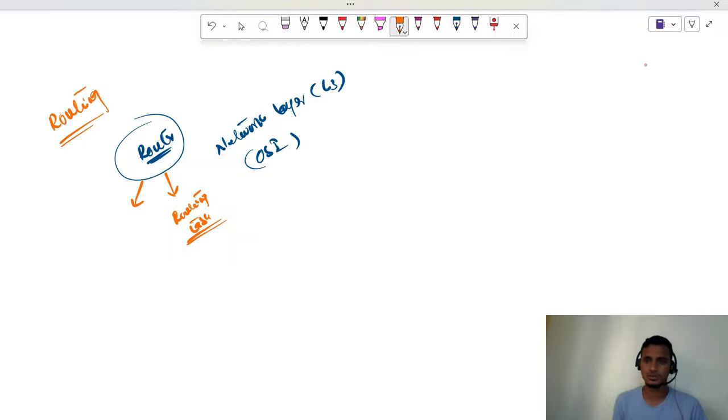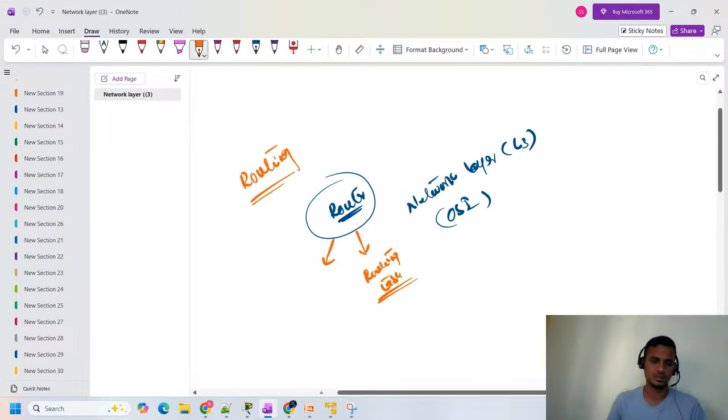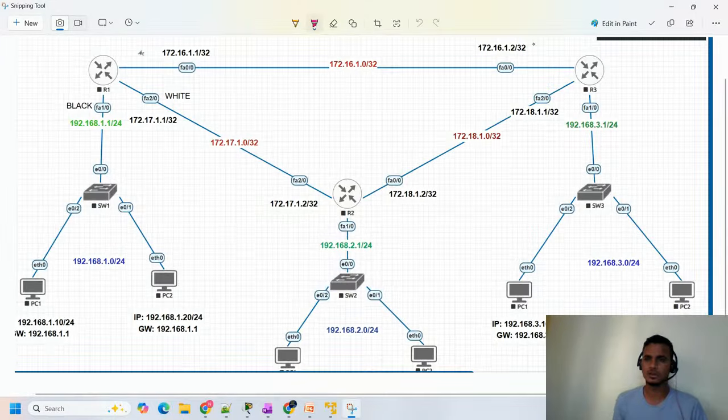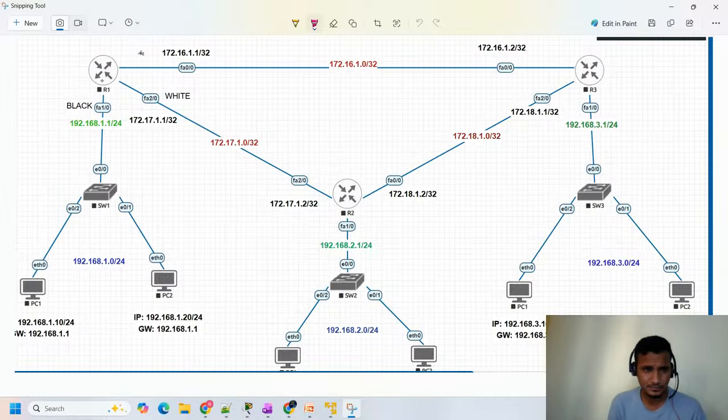On one side you are going to use a different network, and on the other side you are going to use a different network. If you see here in our lab, guys, we have multiple routers. This is my router 1, and router 2, as well as router 3. Here we are going to perform the routing.